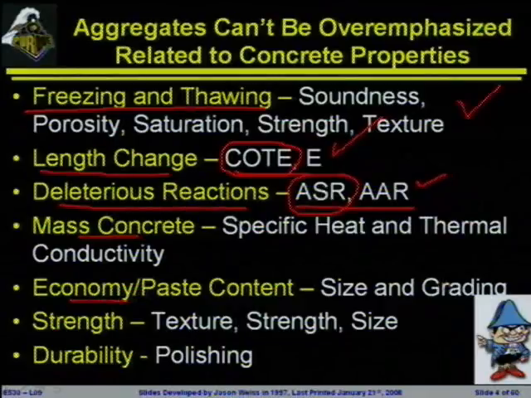Economy, we mentioned before, one of the cheapest components of things that we're putting into our concrete is the aggregates. Right? They are going to be much less expensive than the cement. The paste content, again, the more that you can reduce the paste content, typically the less money you're going to be spending on the overall concrete. And this will come down to the size and the gradations of the aggregate.